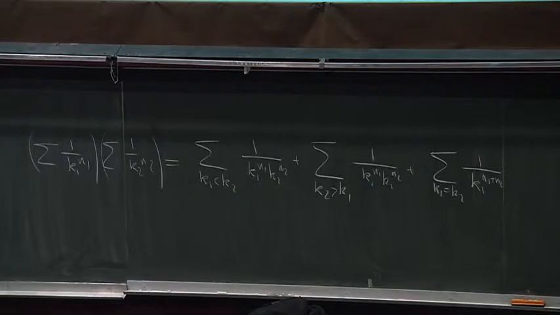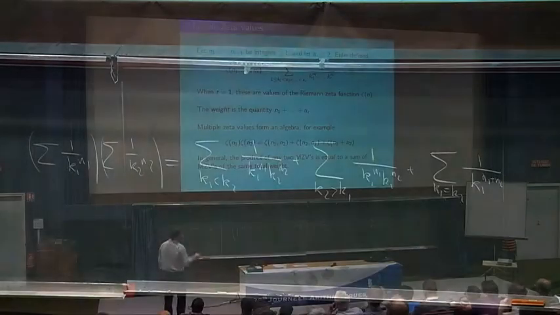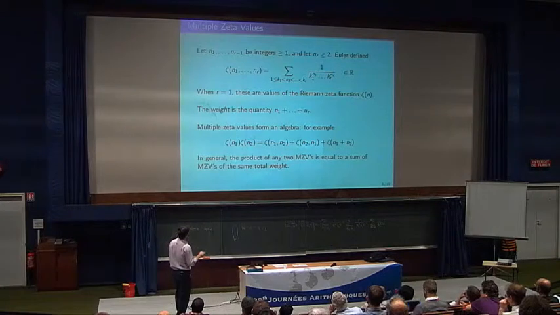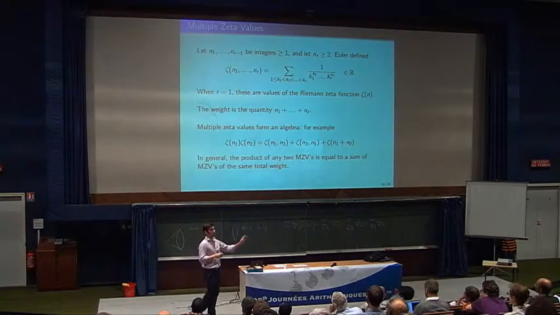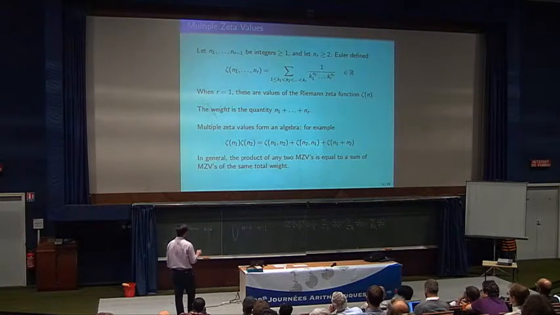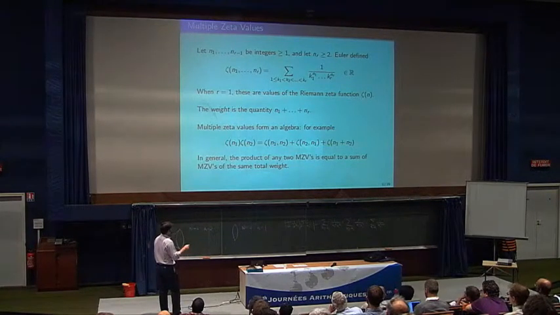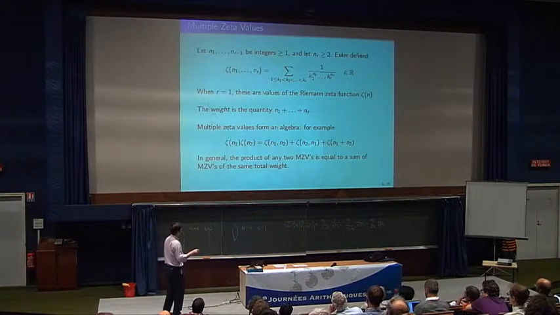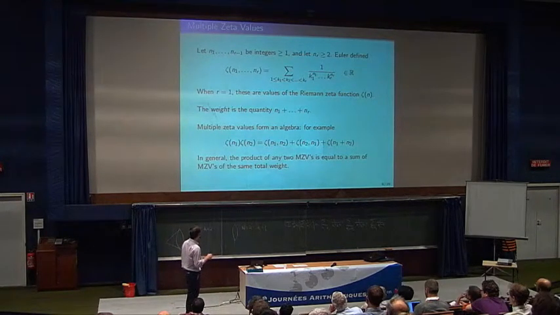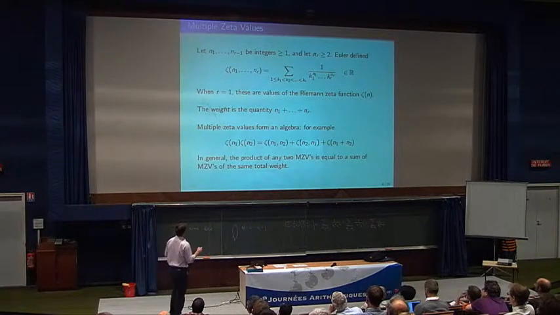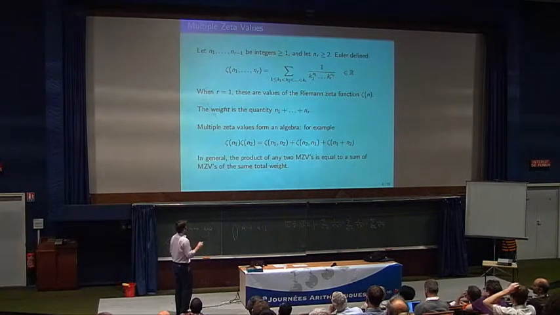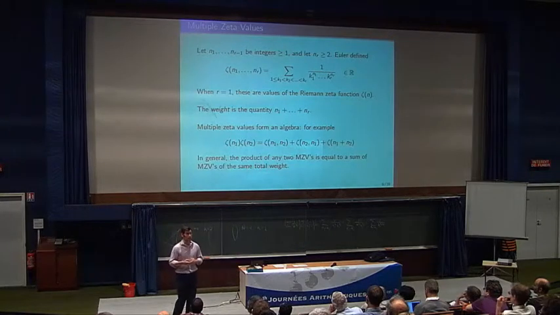In the same way, it's just slightly combinatorially more complicated, if you take any product of such expressions, you can rearrange the indices of summation to rewrite it as a linear combination of multiple zeta values. And the point here is that these relations are homogeneous in the weight. So you never get any relations between multiple zeta values of different weight. It's a deep and very difficult conjecture that the multiple zeta values for different weights are linearly independent.